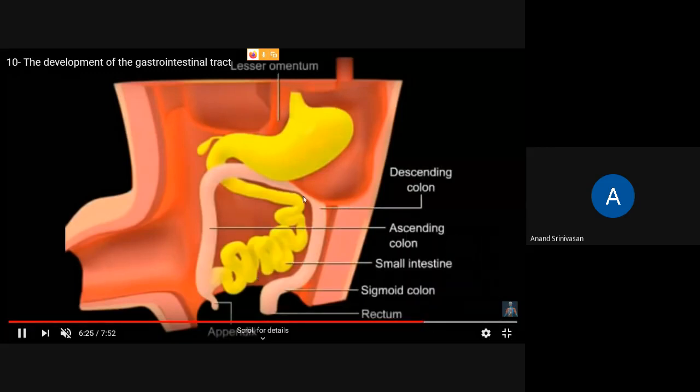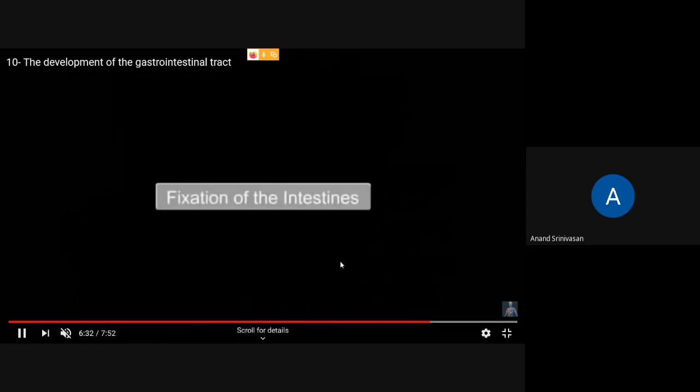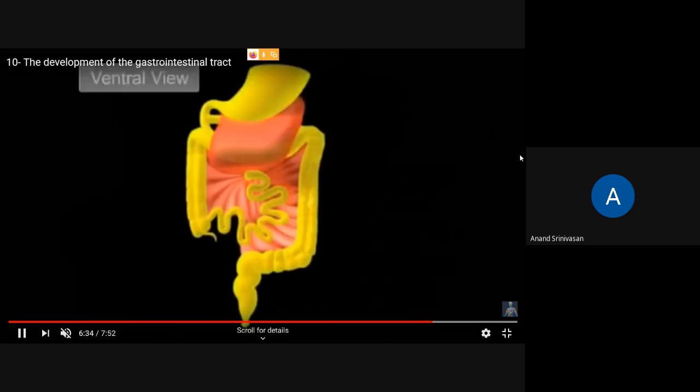So now you can see the stomach, jejunum, ileum, the proximal ileum, the distal ileum, cecum, appendix, the ascending colon, and the transverse colon. Two-thirds of the transverse colon develops from the midgut. Forget about the rest of the parts, that is the descending colon and sigmoid colon, which we will see in the next class, in the hindgut.